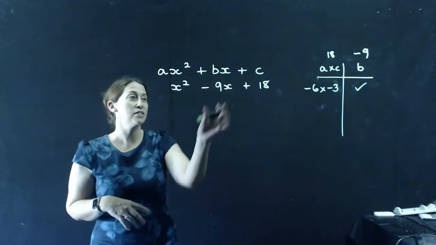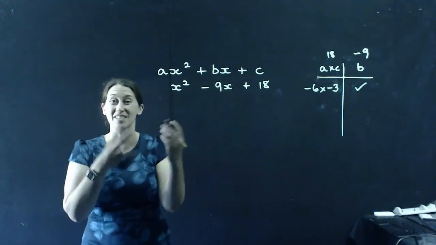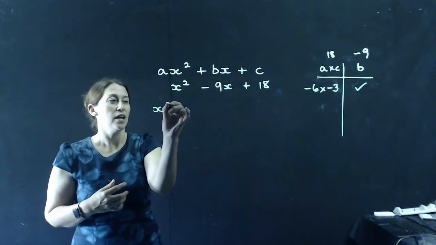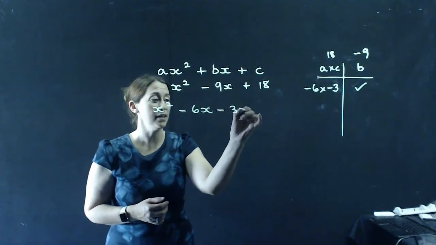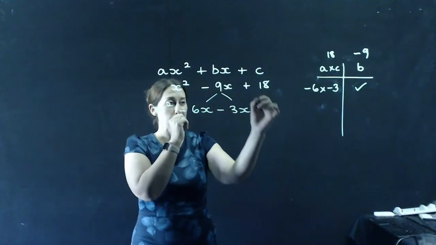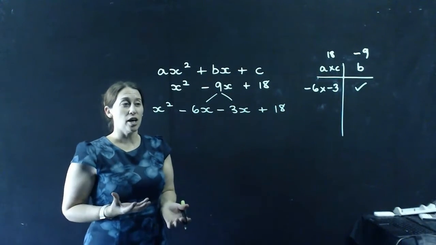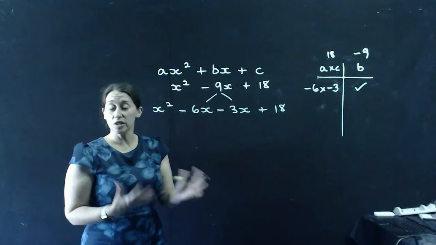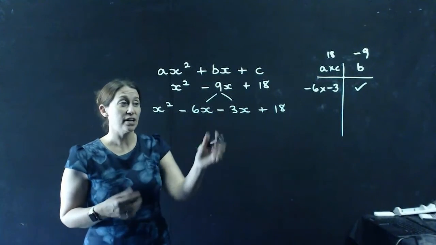So what I'm going to do is expand this b term into my two new numbers. X squared, well, minus 9x is made up of minus 6x minus 3x. There's my minus 9x, and then of course I bring down the plus 18. Now I have four terms, and not all the terms have something in common, so I'm going to factorize in groups.